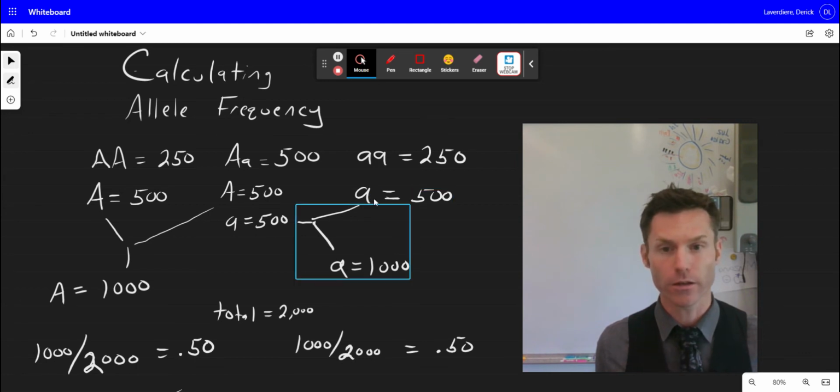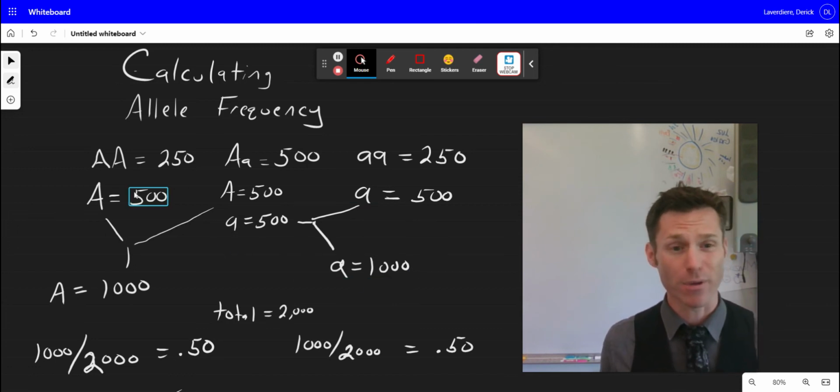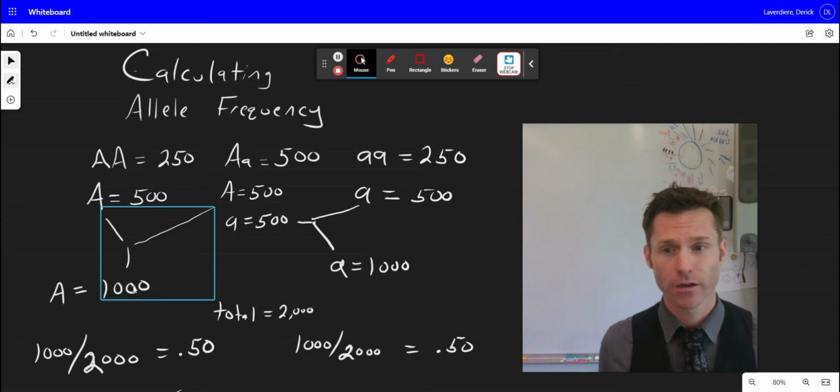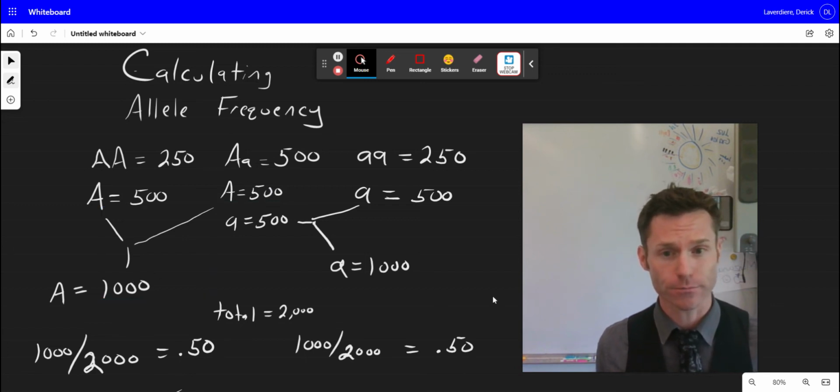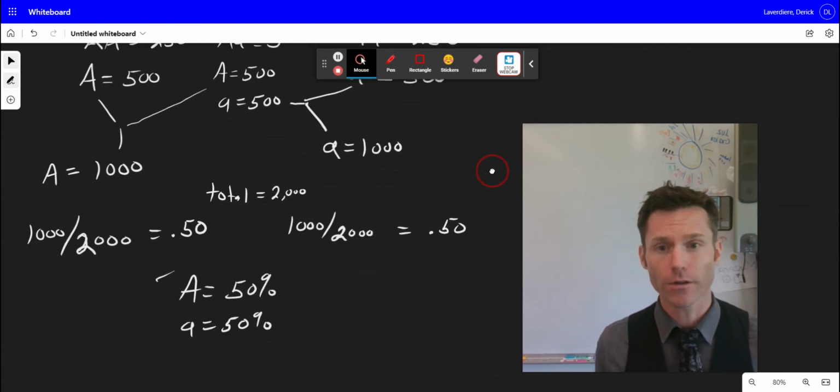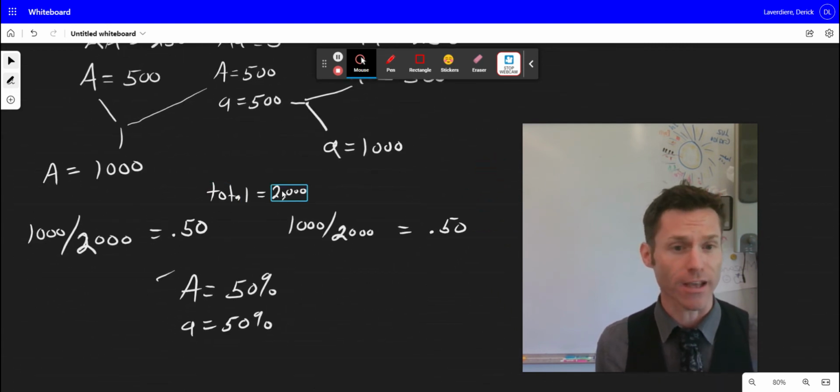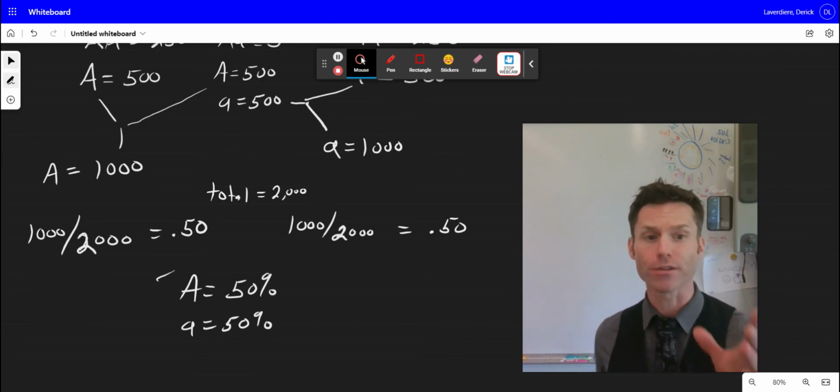So I add up all my little a's. I got 500 here. I got 500 here. That's a total of 1,000 little a's in this population. I add up my big A's. I got 500 here. I got 500 here. That's a total of 1,000 big A's in this population. Altogether, I have 2,000 alleles. I have 1,000 big. I have 1,000 little. That's 2,000 alleles.